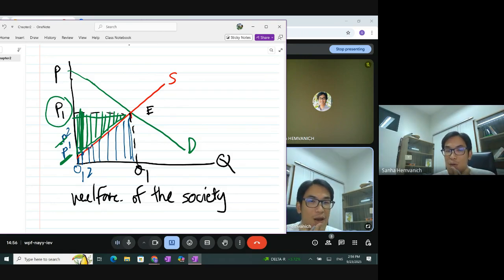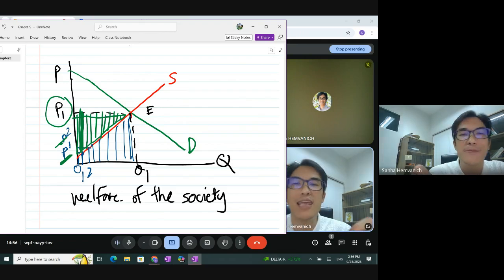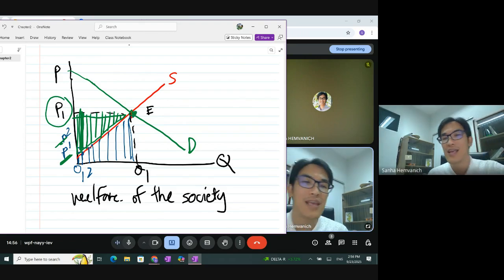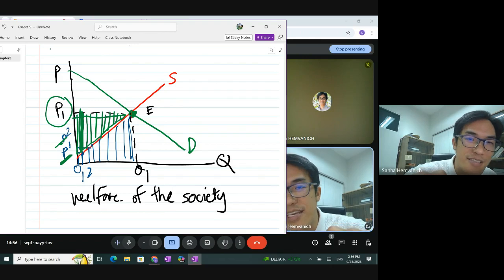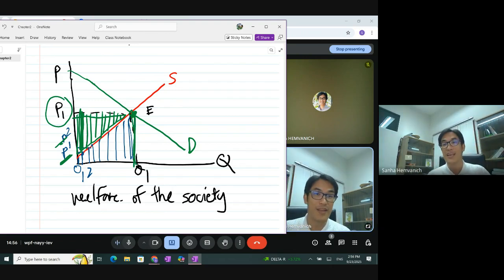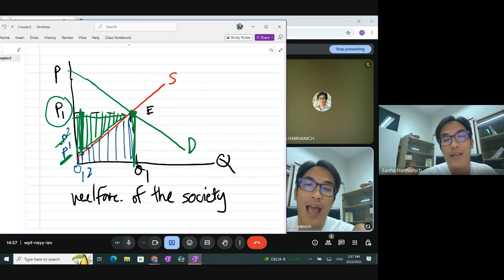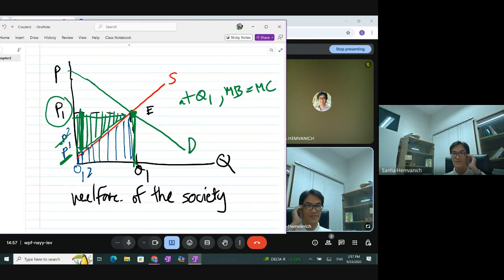Okay, so now you see the consumer surplus and the producer surplus, and in total we talk about the benefit and the cost of the society. At point E, another way to describe it is that at Q1, the marginal cost is this high, and the marginal benefit is the same height. So at Q1, MB is equal to MC. Okay.